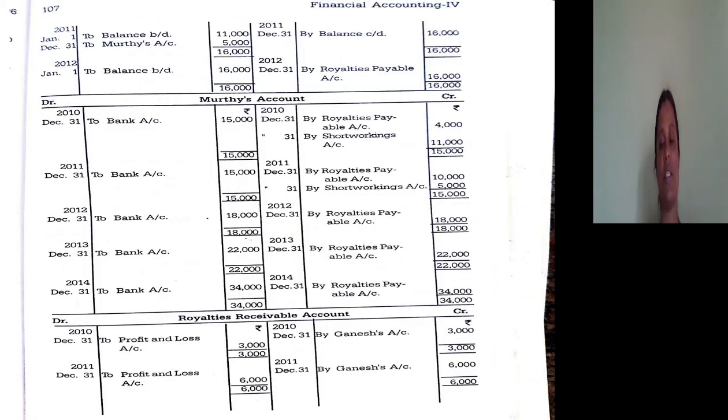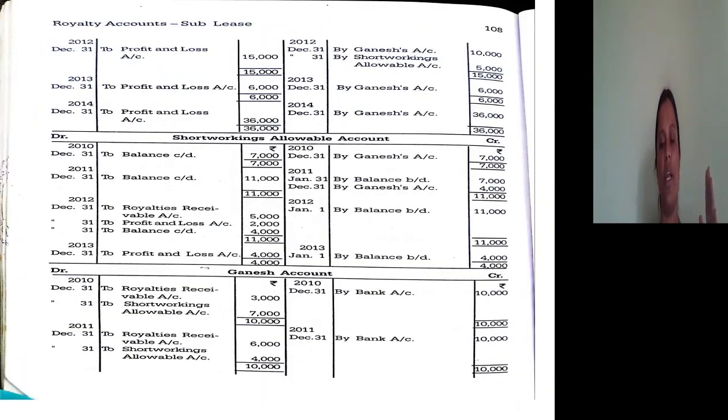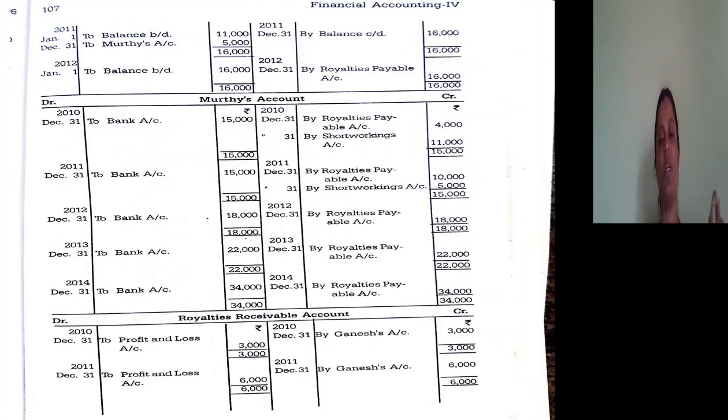What are all the accounts? The accounts are royalty receivable account, short working allowable account and Ganesh account. First the due entry should be passed. In the first 2 years the situation is that there is short working and short working is carried forward. So the due entry should be recorded from the lessee's account. Journal entry: Ganesh account debit to royalty receivable 3,000 and to short working allowable 7,000. So in short working allowable account, by Ganesh account 7,000; in royalty receivable, by Ganesh account 3,000.